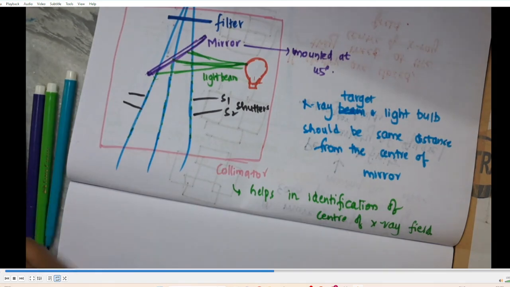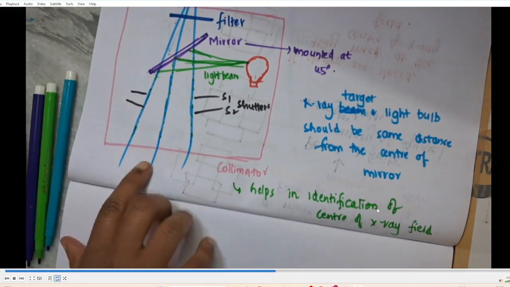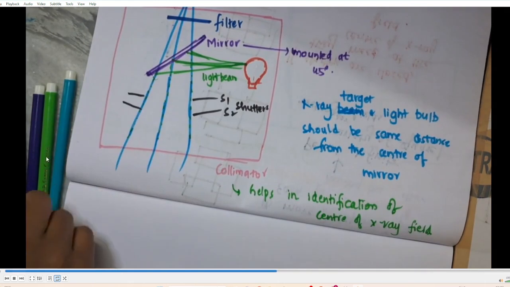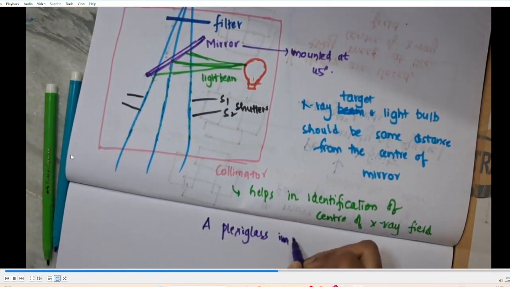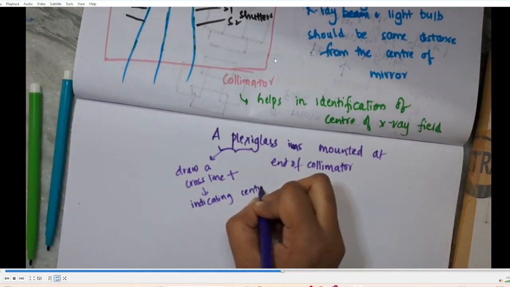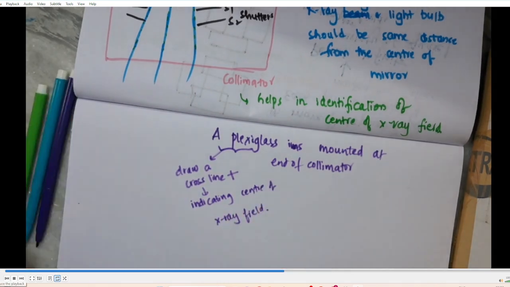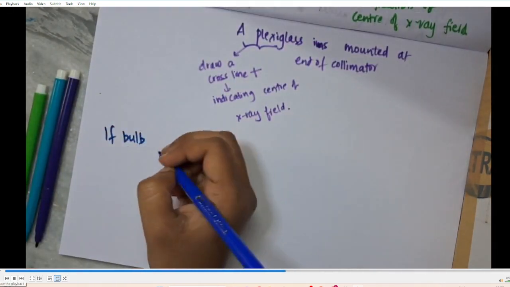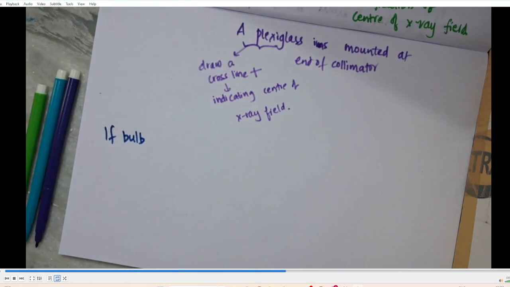The collimator helps in identification of the center of the X-ray field. This is accomplished by painting a cross line on the thin plexiglass mounted on the end of the collimator. On this thin plexiglass, a cross line is drawn indicating the center of the X-ray field. The light beam that illuminates the radiographic field also shows the center.